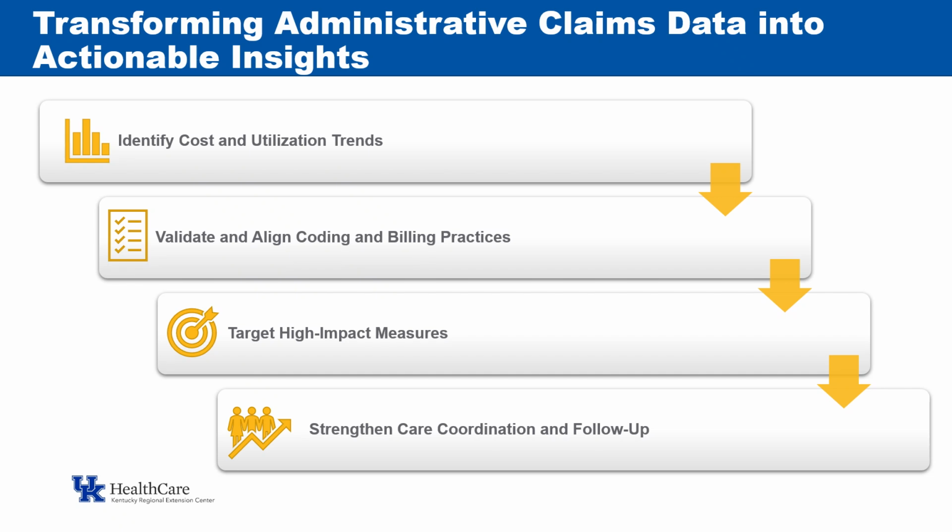Use information to improve your referral tracking, closing those loops, transitions of care, and external provider communication. Use automated systems to send reminders for appointments, medication refills, or follow-up calls. There's all kinds of processes you can put in place to strengthen that care coordination and follow-up. So now I am going to hand it off to Tabitha to talk about the Promoting Interoperability Feedback Report.